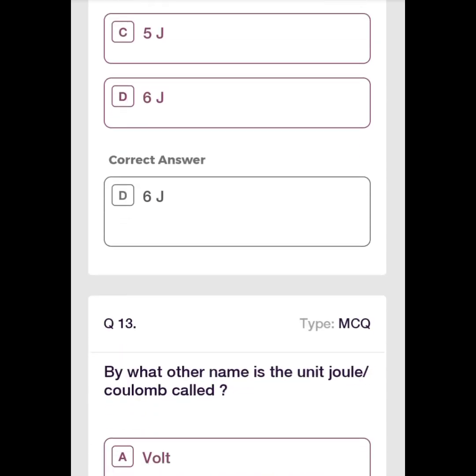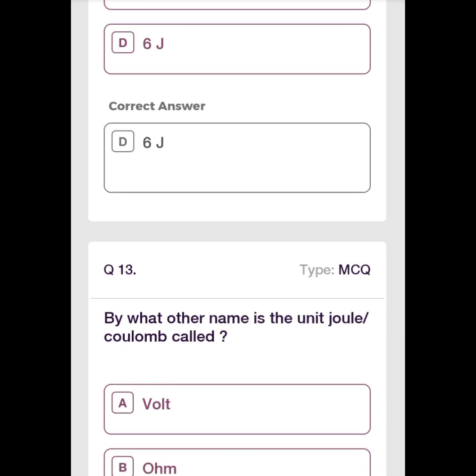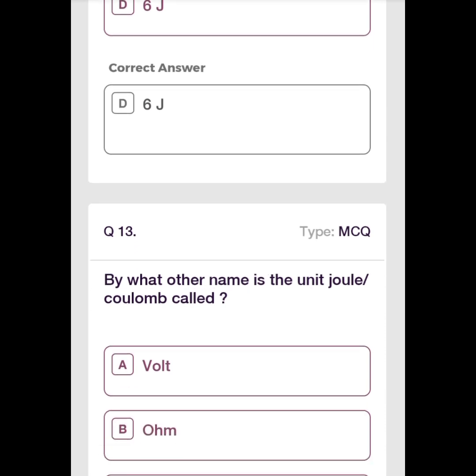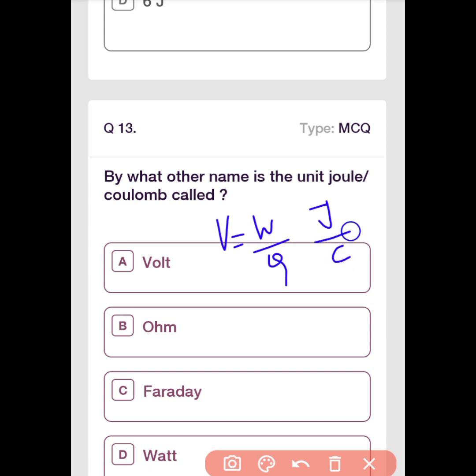Next question, 13th question. By what other name is the unit joule per coulomb called? We know the expression V is equal to W by Q. What is the unit for work done? Joule. What is the unit for charge? Coulomb. So joule per coulomb we call it as what? The other name for that is volt. It is named after the scientist Alessandro Volta, right? So option A is the correct answer.